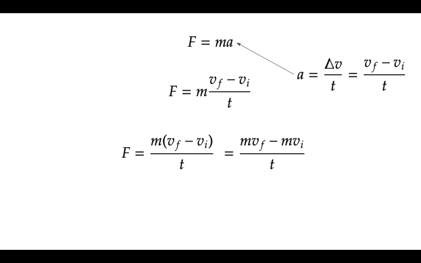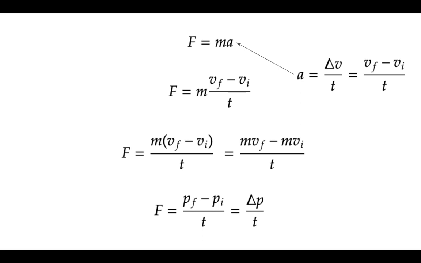Now, mass times velocity looks really familiar, right? We've been talking about momentum. Remember, momentum P is mass times velocity. So what we're getting here is momentum final minus momentum initial over time, and we can rewrite that as delta P, our change in momentum, over time.